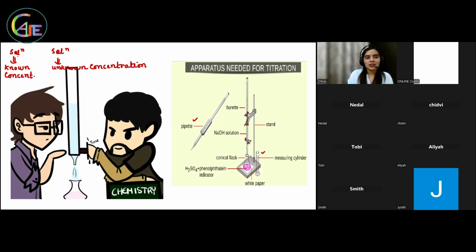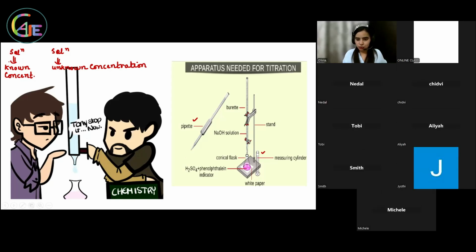Okay, we have one more. So we need two basic things. One is a solution of known concentration and the other a solution of unknown concentration. There is a specific name for these two solutions. We are not going to call them all the time a solution with known concentration and a solution with unknown concentration. There is a specific term we give to these solutions.